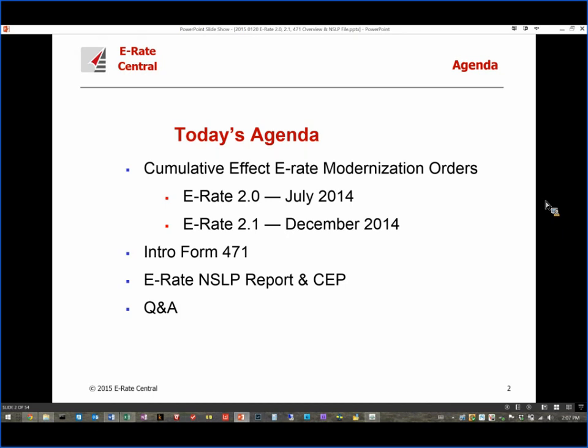Then I'm going to do a little intro to the Form 471, and I'm going to show you some screenshots to make sure that you see what we have seen in regards to the way the 471 presents itself, issues that people are having, that type thing. Then we're going to talk a little bit about the E-Rate NSLP file and CEP and how that'll play out in the state of Michigan.